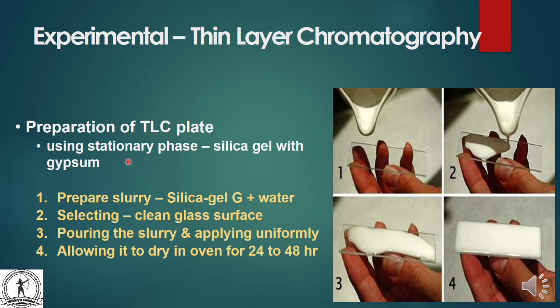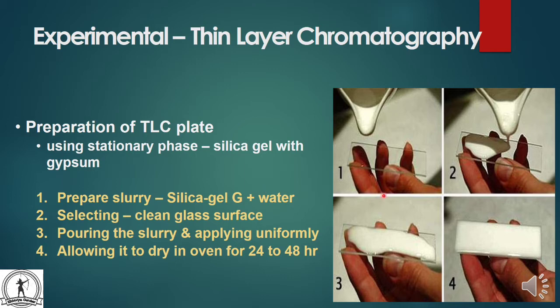We are using silica gel with gypsum as the stationary phase. First, we take some silica gel and make a slurry with water. Slurry means it becomes homogeneous and very smooth.